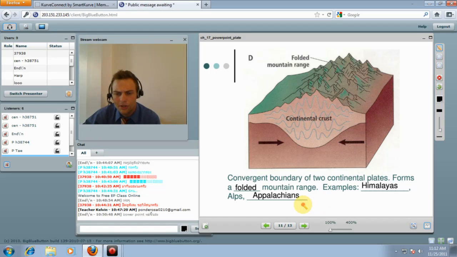The only thing you really need to know from this slide is that this is called a folded mountain range, and it's from two pieces of continental crust coming together. So that's called a convergent plate boundary.